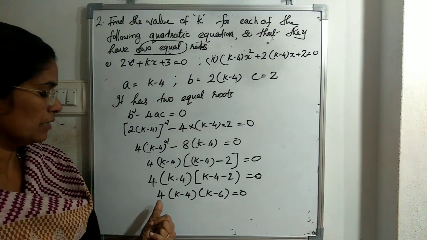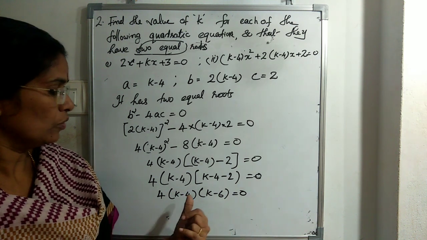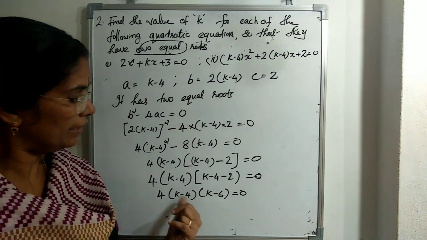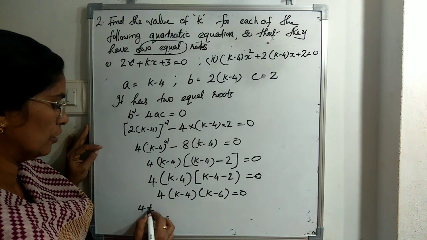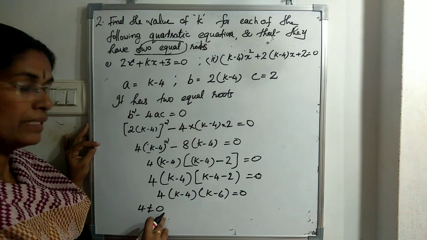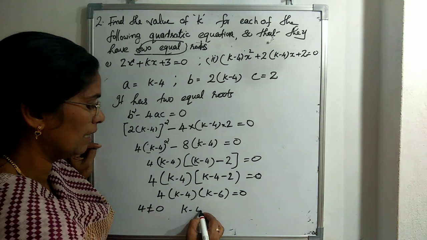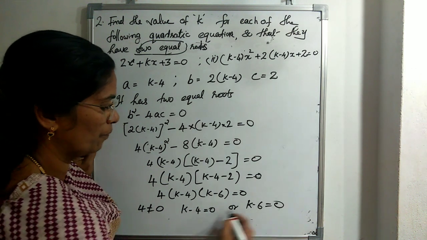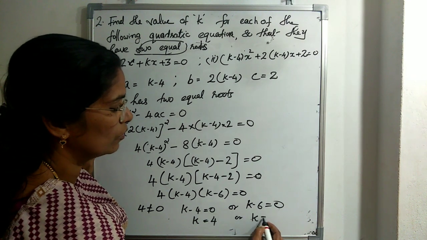So there are three terms now: 4, k minus 4, k minus 6 equal to 0. So we can say that any one of them is equal to 0. But 4 is not equal to 0. 4 is a number, 4 itself. So we cannot say it is 0. So we can write 4 not equal to 0. Next, either k minus 4 equal to 0 or k minus 6 equal to 0. k minus 4 equal to 0 means k is equal to 4, or k is equal to 6.